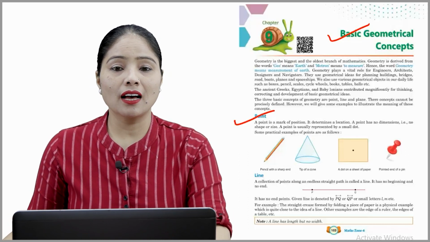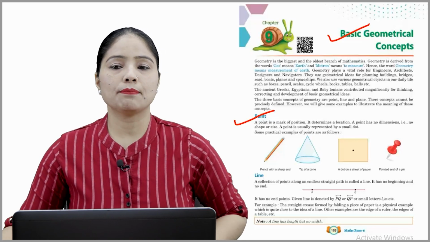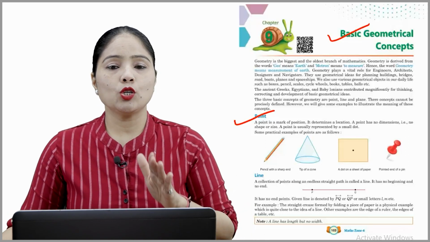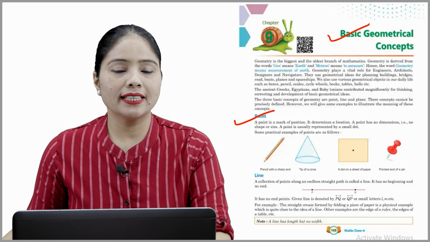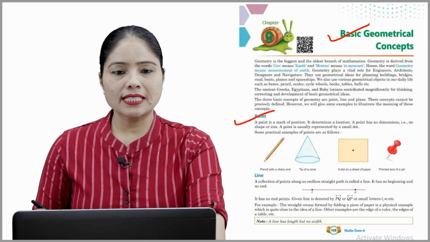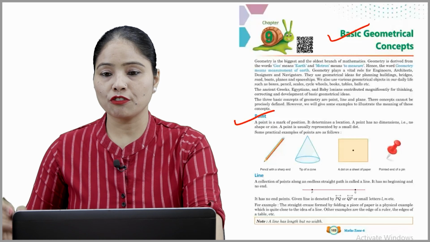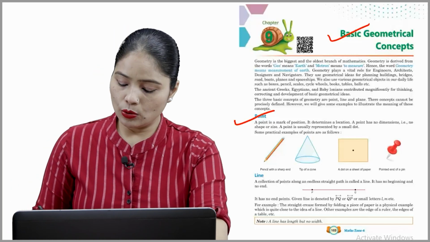It determines a location. A point has no dimensions, no shape, no size. A point is usually represented by a small dot. Some practical examples of points are as follows: pencils with a sharp end, tip of a cone, a dot on a sheet of paper, pointed end of a pin, beta.